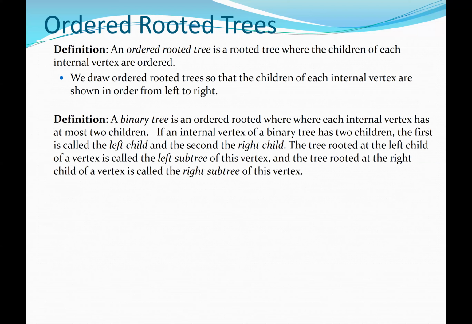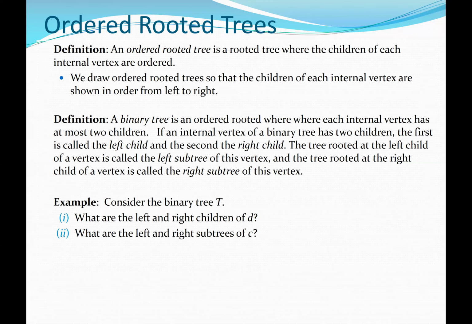If an internal vertex of a binary tree has 2 children, the first child is called the left child, and the second child is called the right child. The tree rooted at the left child of the vertex is called the left subtree, and the tree rooted at the right child is called the right subtree of this vertex.